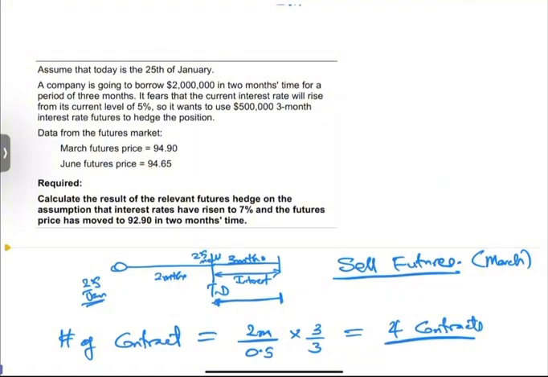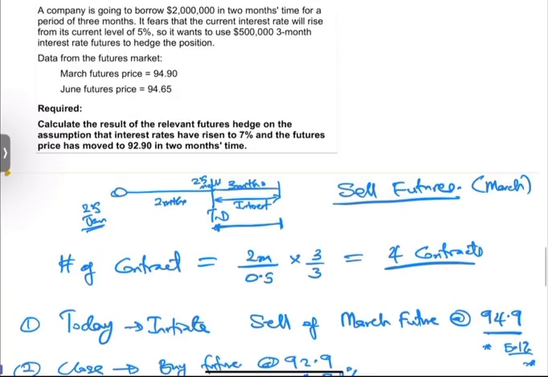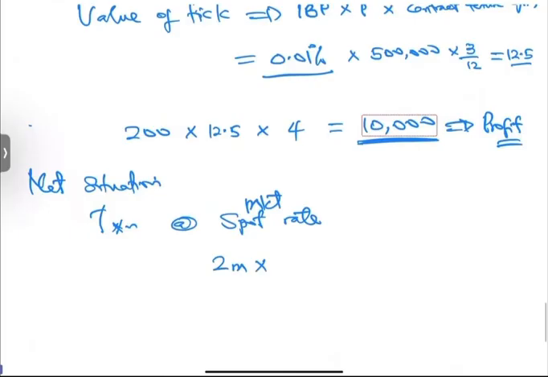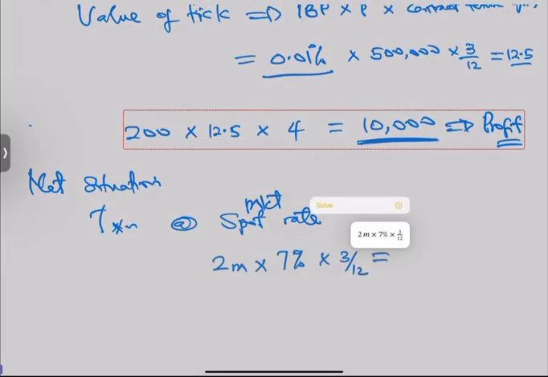They've given us, say, calculate the result of the relevant futures hedge on the assumption that the interest rate has risen to 7%. So the reality of the market is 7%, which means we'll have to borrow at 7%. That's why we had to hedge, because we are not sure what the market will do. And this borrowing is for 3 months, so times 3 divided by 12. That will give you 7% times 2 million times 3 divided by 12, and that gives you 35,000.